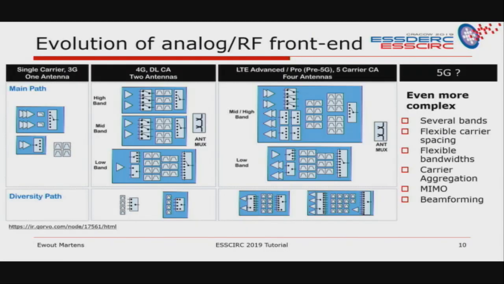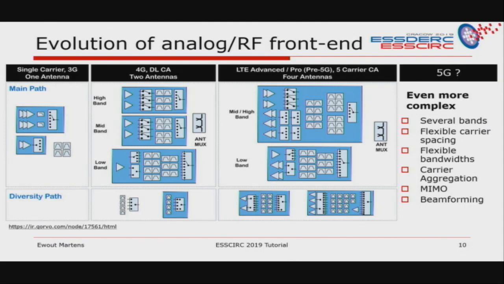If you look at the evolution of the analog or the RF front end, the first generation with 3G systems was very simple. There was a single carrier, and there was just one receiver path for that single carrier. If you go to a 4G system, there are multiple bands, and in general multiple receive paths are put in parallel.